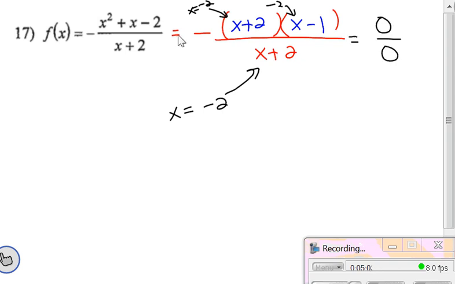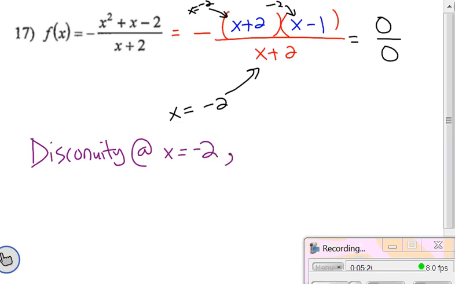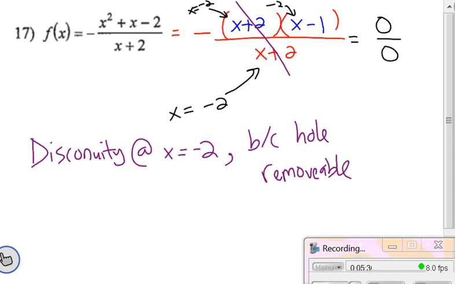We've seen this already by doing this homework. There's a hole in this problem, right? So a hole is discontinuity. So this has discontinuity at x equals -2. But this time, because it's a hole, it's removable discontinuity. It's easy to fix that.